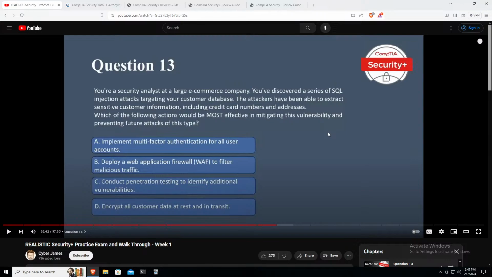So I guess the security analyst has identified that there are a series of SQL injection attacks, right, to the customer database, and then saying that the attacker could have done these things. Which of the following would be most effective in mitigating this vulnerability and preventing future attacks of this type? So, what can we implement to mitigate this vulnerability?